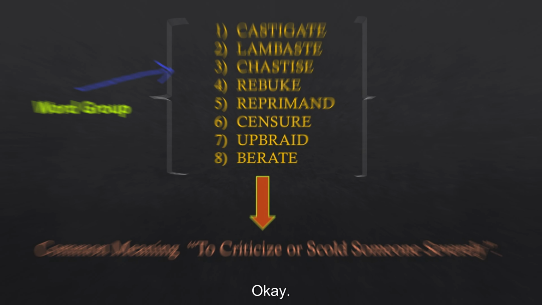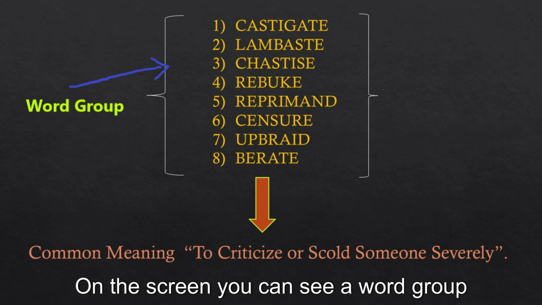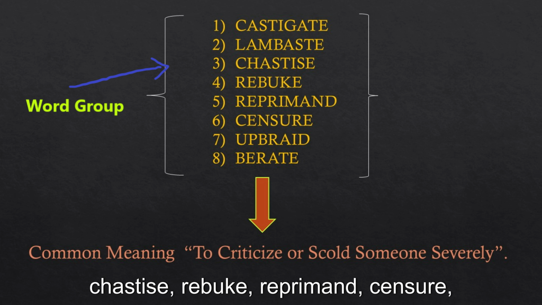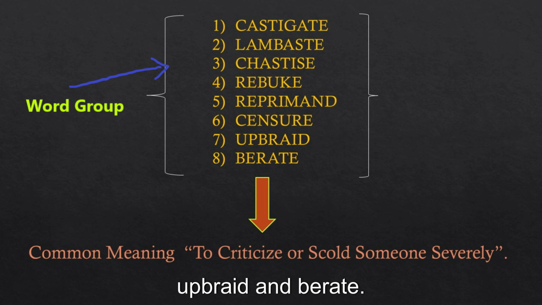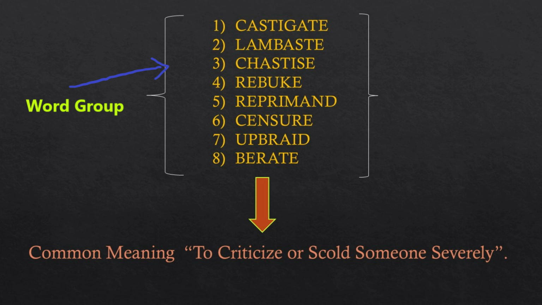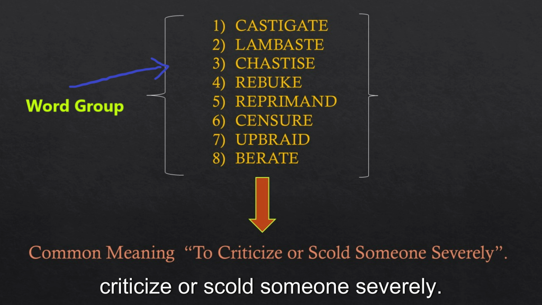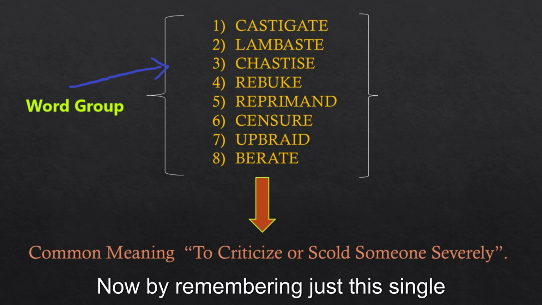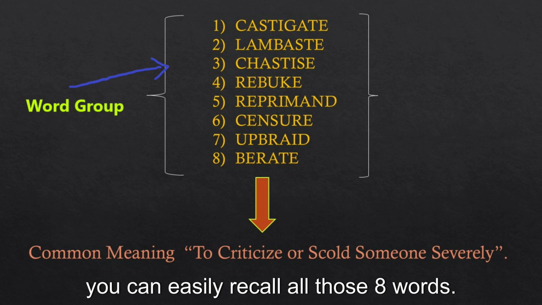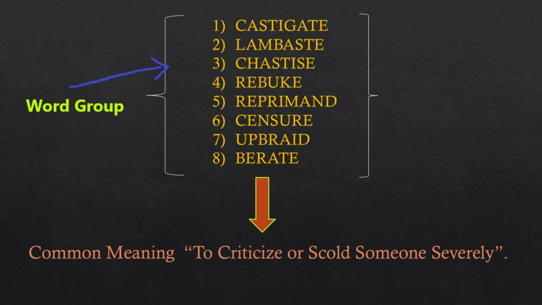Now let's see how word grouping will work with the help of an example. Okay, on the screen you can see a word group containing 8 words: castigate, lambast, chastise, rebuke, reprimand, censure, upbraid and berate. All these 8 words share a common meaning: to criticize or scold someone severely. Now by remembering just this single common meaning, you can easily recall all those 8 words.